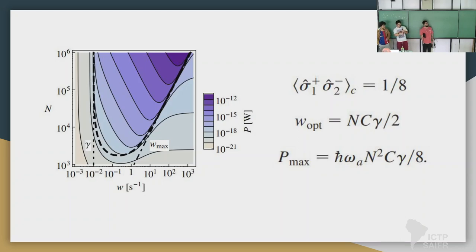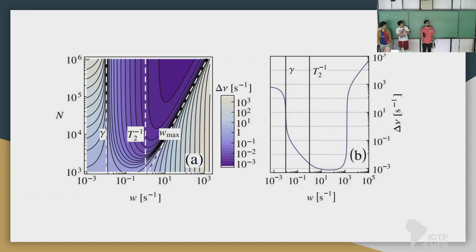So at this pump rate, we can achieve a power which is smaller by a factor of 2 than the perfect superradiant emission. And in the figure, we can see that the power can achieve a value above 10 to the power of minus 12 for a number of 10 to the power of 6 atoms.